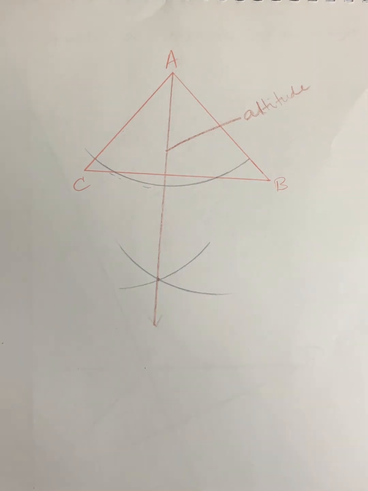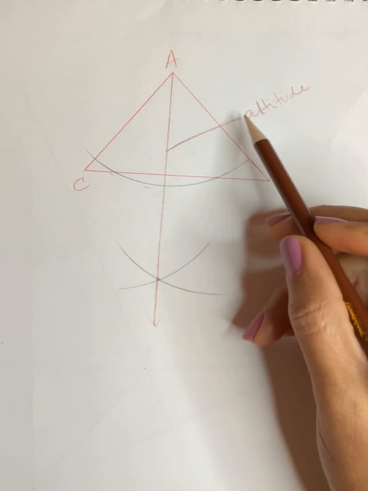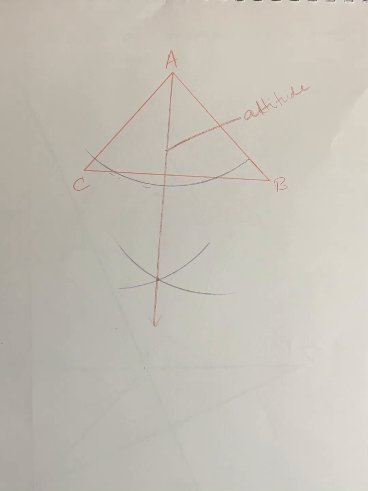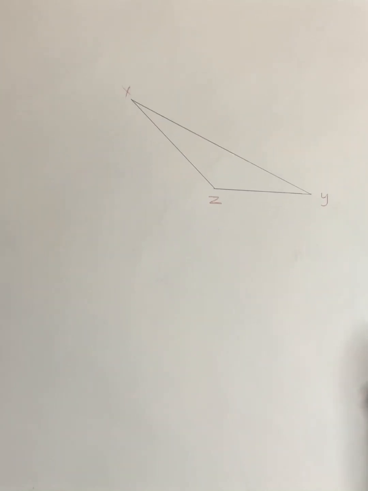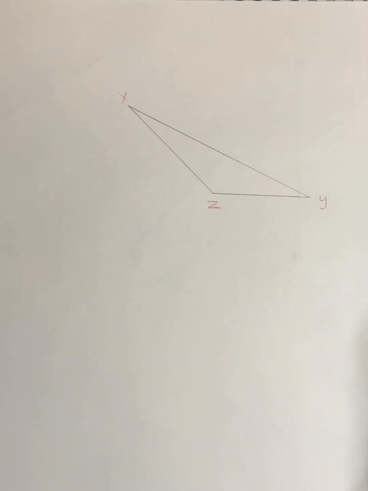So that's the method. And I also did a video on how to do a perpendicular bisector for a line segment from a point not on the given line. And then this would be your altitude. So I'm going to demonstrate to you how to do that on an obtuse triangle. Okay, I'm going to demonstrate that for you.